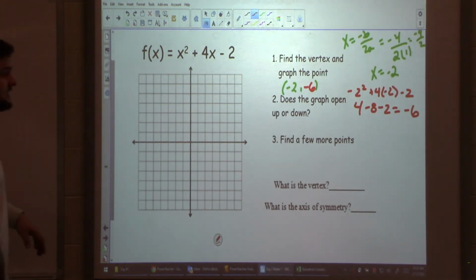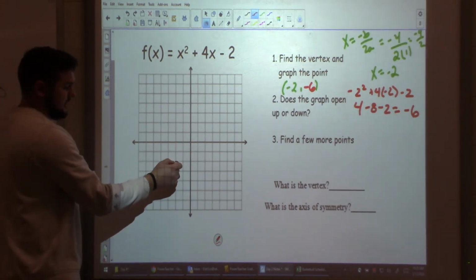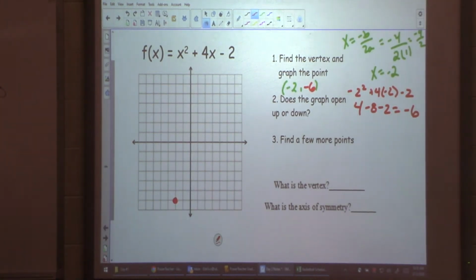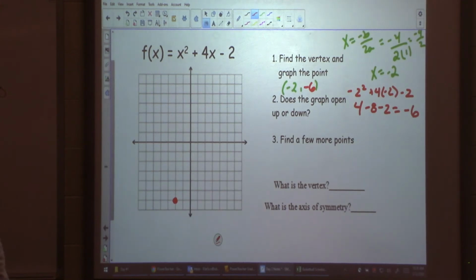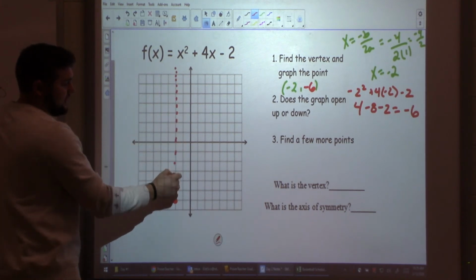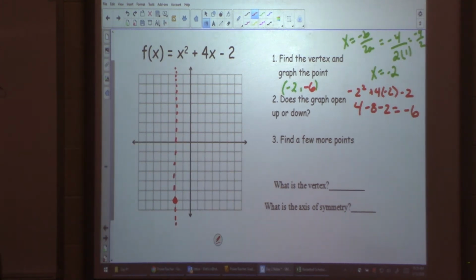Okay. Then I'm going to plot that point. Negative 2, negative 6. And I put my point. That is my vertex. That is the most important point that you will put on there. If you mess that up, everything else goes out the window. Yes? Well, I'll tell you how we get the next ones. Now, you also need to draw your axis of symmetry on there. It is a dashed vertical line through your vertex. That's the second thing you should draw.